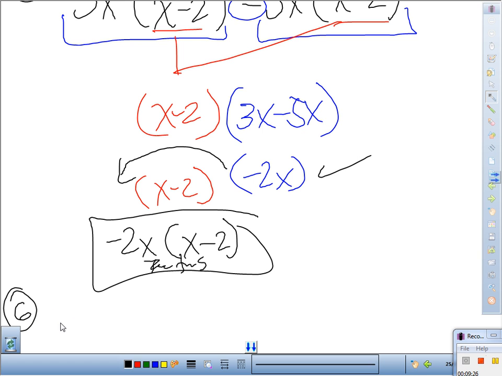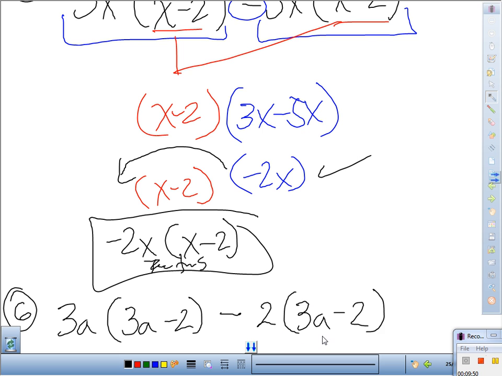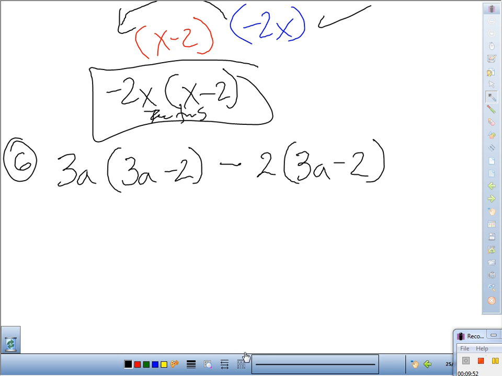Copy this one. 3a, open parentheses, 3a minus 2, close parentheses, minus 2, open parentheses, 3a minus 2, close parentheses. This one has a little curveball. See if you catch it at the end. 20 seconds.